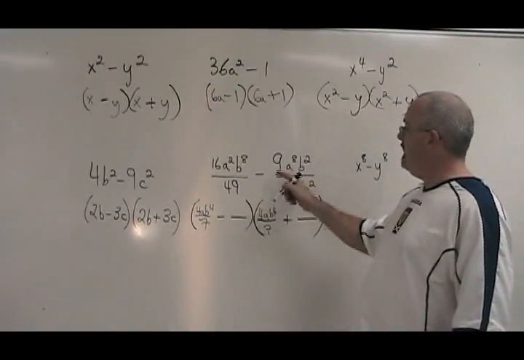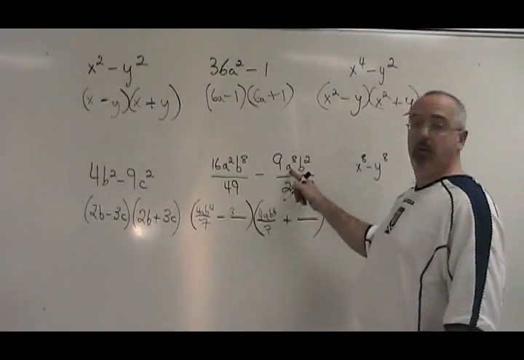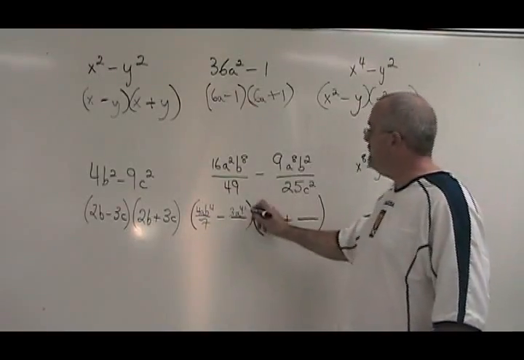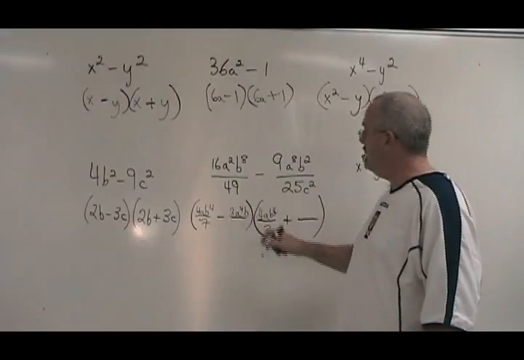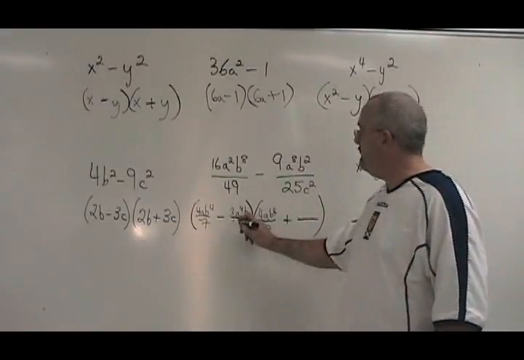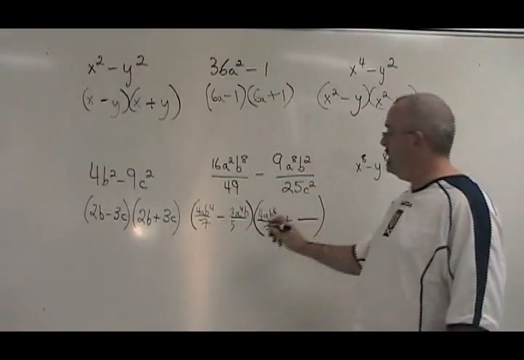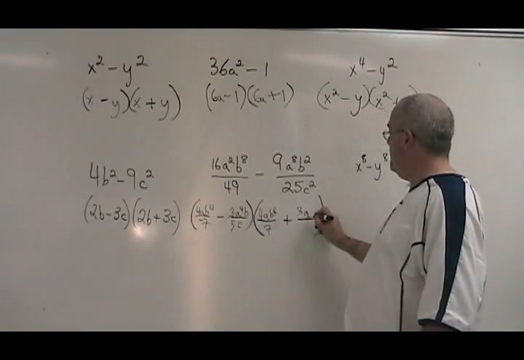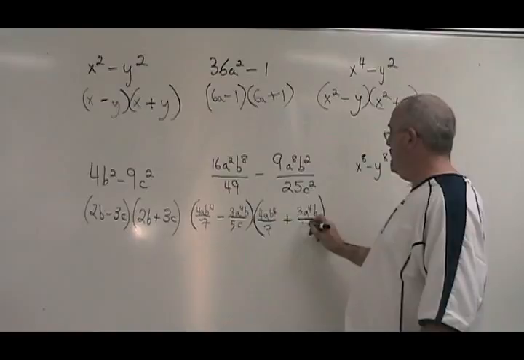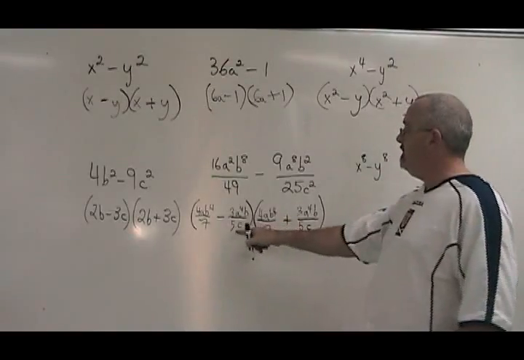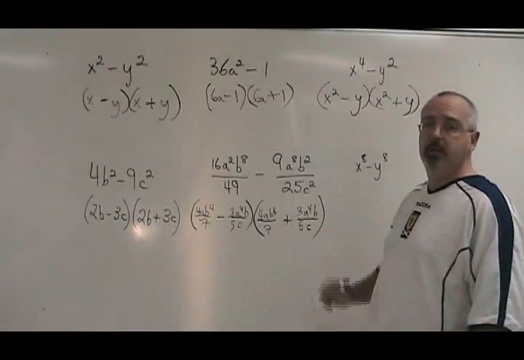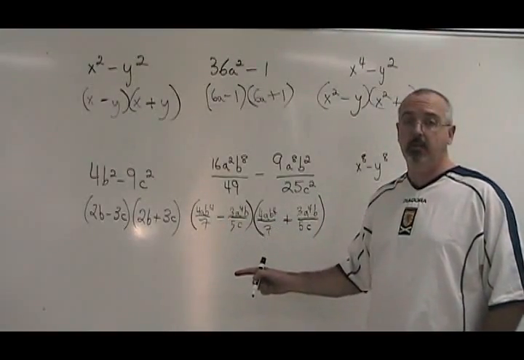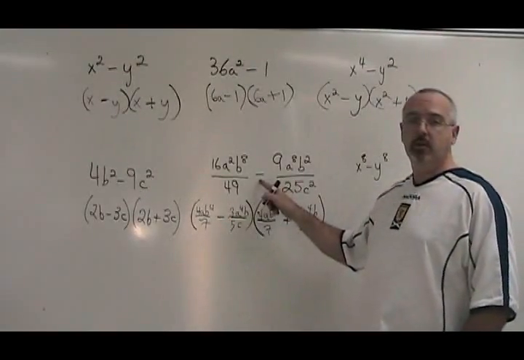The square root of 9 is 3. Square root of a to the 8 is a to the 4. The square root of b squared is b. And the square root of 25 is 5. The square root of c squared is c. So you have 3a to the 4 b over 5c in both second positions in the binomials. If you multiply these two together, though it may seem like a lot of trouble, you will get this original question as your answer.